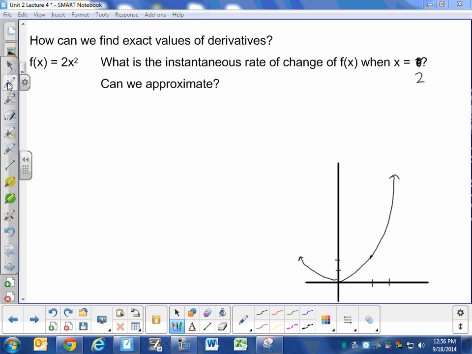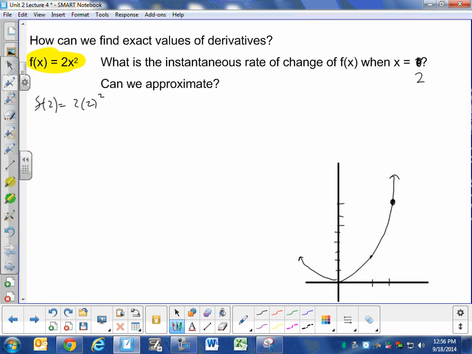The question is, what is the instantaneous rate of change of the function when x equals 2? Well, first of all, when x equals 2, what's my function value? If my function right here is 2x squared, f of 2 is 8, right? You plug in 2. So 2, 1, 2, 3, 4, 5, 6, 7, 8. Right here.